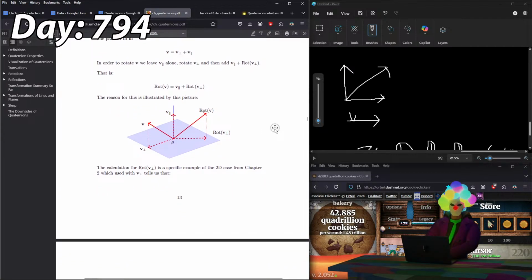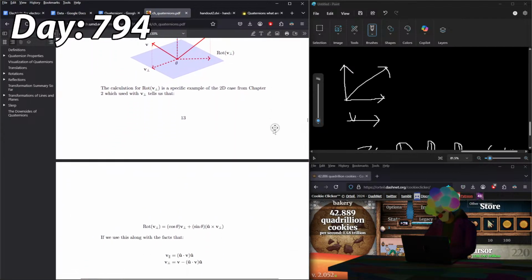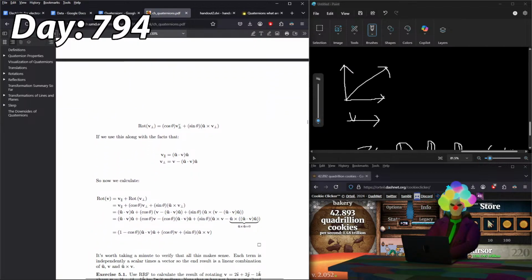Calculation, specific example in chapter 2, which would be: rotation of the parallel part is itself, and rotation of the perpendicular part is equal to cosine theta times perpendicular plus sine theta u cross this. If we use this along with the fact that parallel u times v times u... it's okay, no wait, that's not even this. It's dot, not times. Get it together.